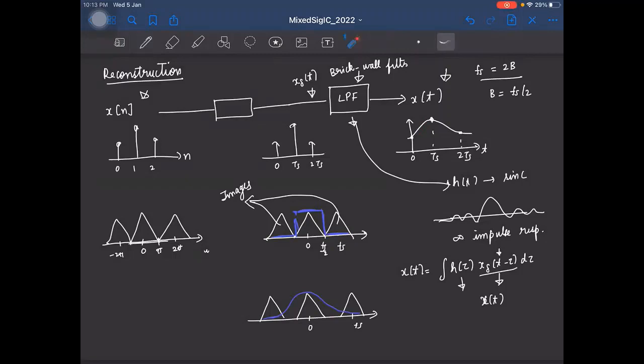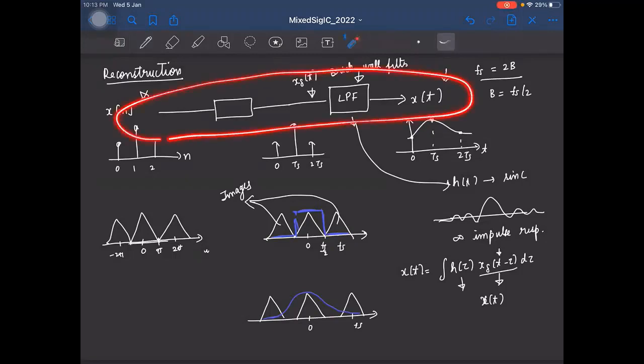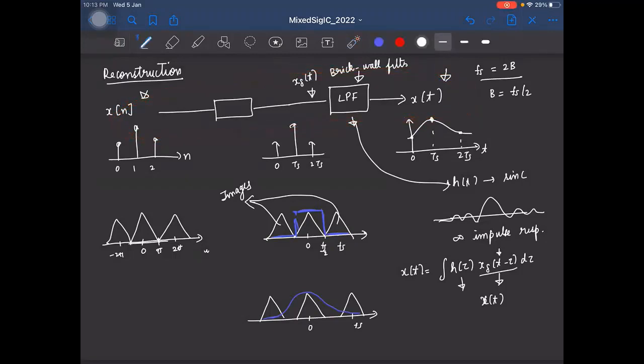Okay, again, this portion is just a mathematical representation, and this is not exactly how we will realize this reconstruction and reconstruction process in practice, right? Because we obviously cannot generate these continuous time impulses, right? So let's see how it is generally done in practice.